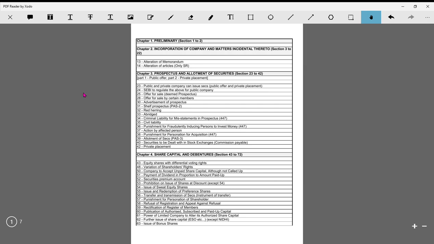Good morning, guys. Today I'm going to show you how to remember the sections of company law, or rather show you how I am remembering the sections so that you can help yourself. So firstly, why are we required to remember the sections? Because it is going to help us get more marks, as simple as that.